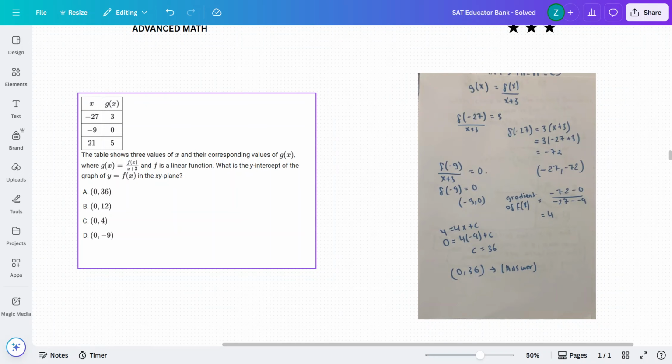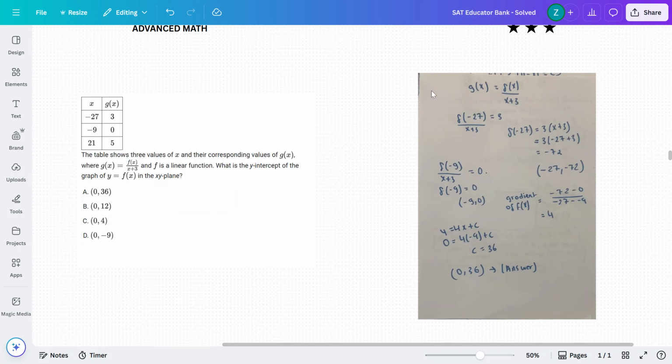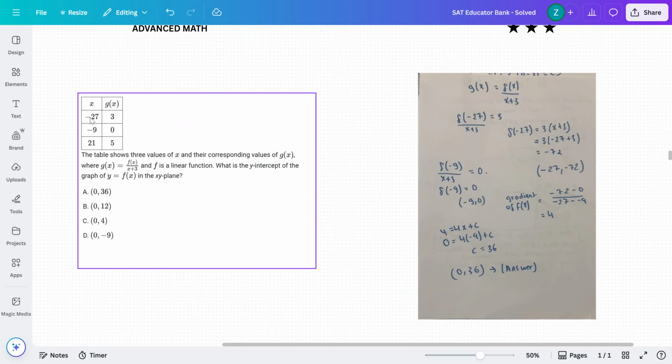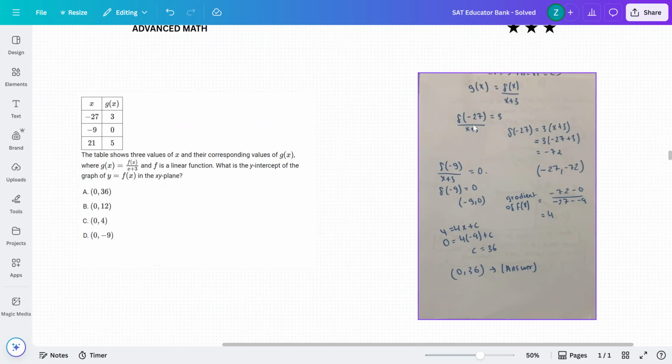So for the first one, I'm just going to rearrange. g of x is equal to f of x over x plus 3. So putting minus 27, the first value of x that we're given, inside f of x: f of minus 27 over x plus 3 equals 3. Now rearrange, times by x plus 3 on both sides. We're given f of minus 27 is equal to 3 in parentheses x plus 3.